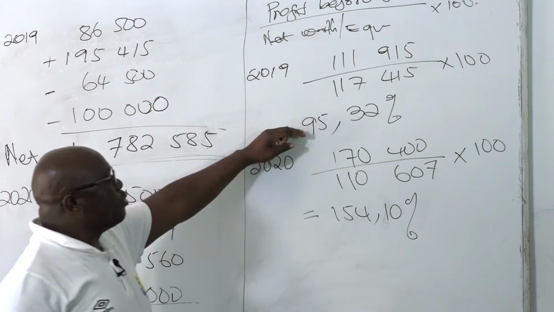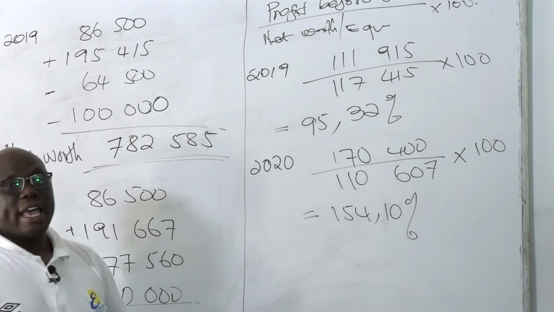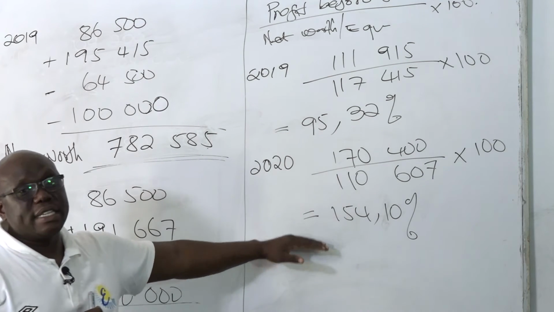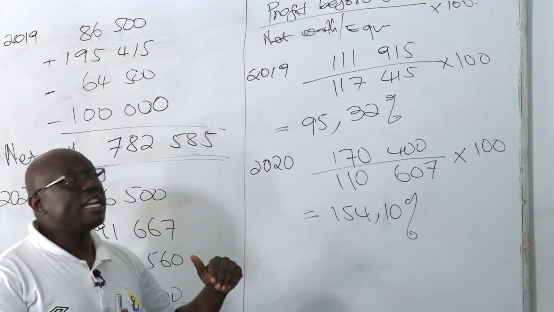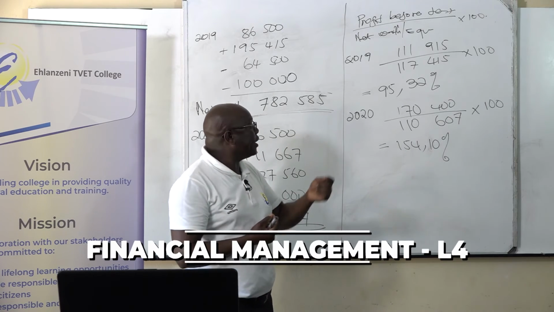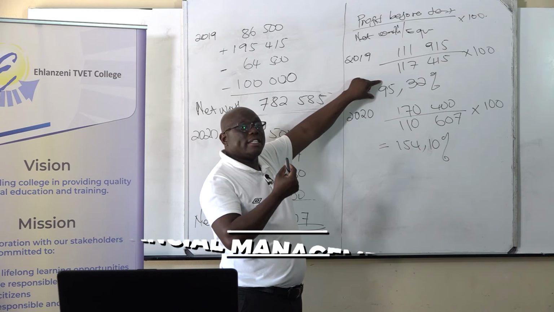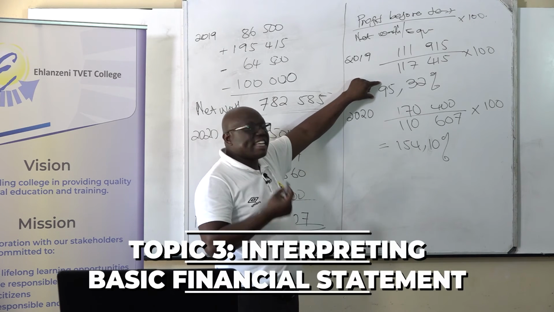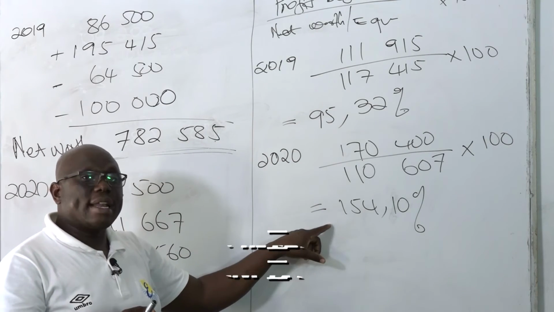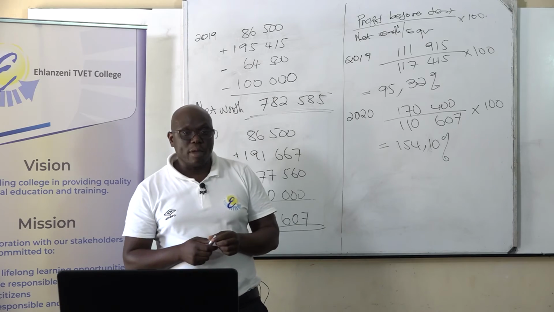When you check the information for 2019 and 2020, it simply tells us that there is an increase in the performance of the business in terms of the return on investment, because the percentage has increased from 95,32% to 154,10%. That means the business is performing well.